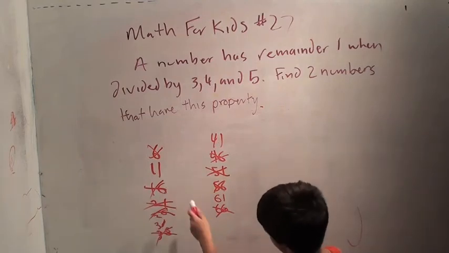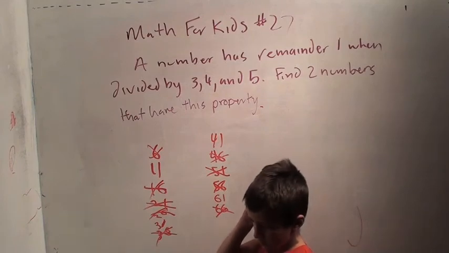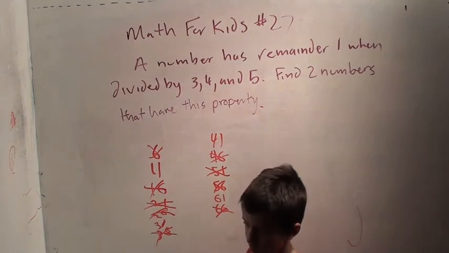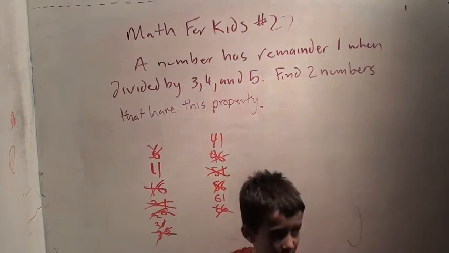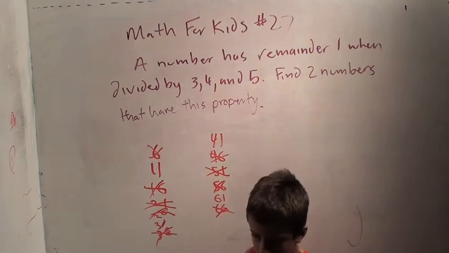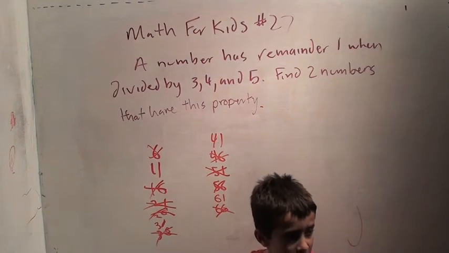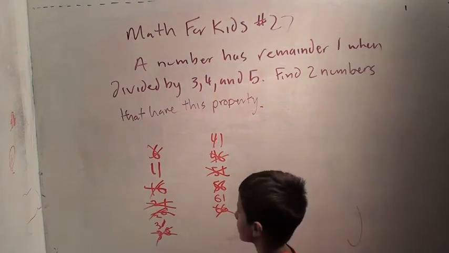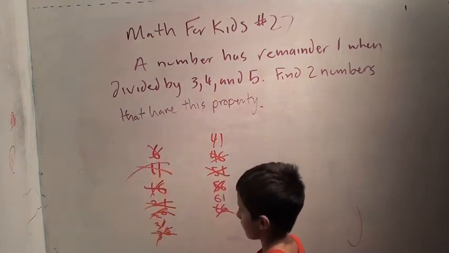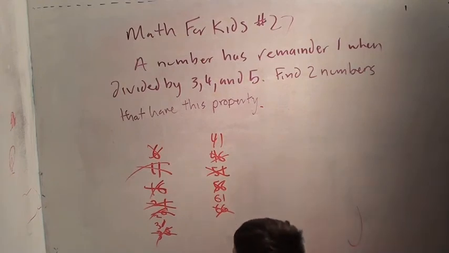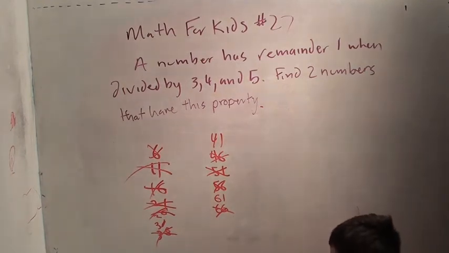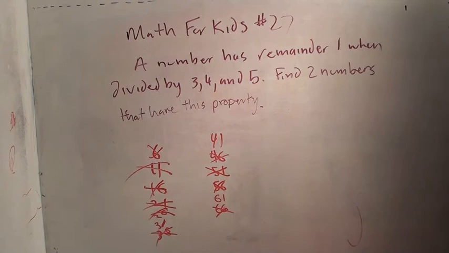Well, 11 isn't divisible by 3. Remember, we're looking for numbers that have remainder 1 when divided by 3, 4, and 5. So what's the remainder with 11? 2. Okay, so cross it out. What's the next one? 31. What's the remainder when you divide 31 by 3? 1. Yeah, that's a remainder of 1.